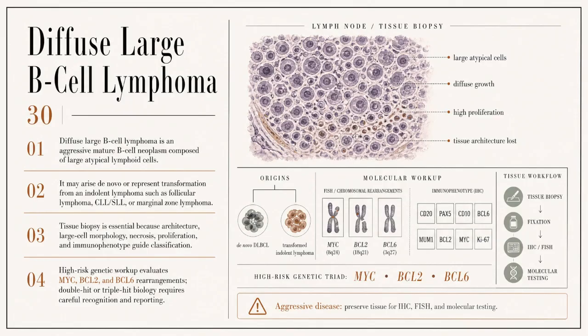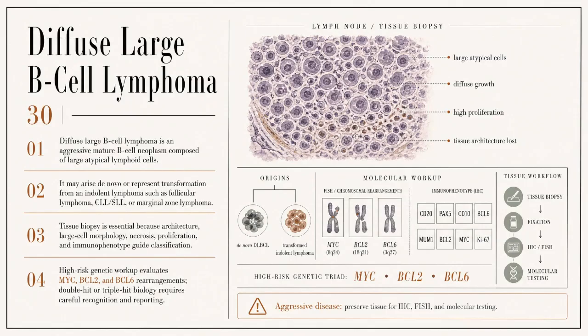Underfixation can result in poor tissue architecture and loss of antigen expression, while overfixation may mask epitopes or degrade nucleic acids, compromising molecular assays. A particularly important diagnostic consideration in DLBCL is the identification of so-called double-hit or triple-hit lymphomas. These variants harbor rearrangements involving the MYC gene in combination with BCL2 and/or BCL6 genes.